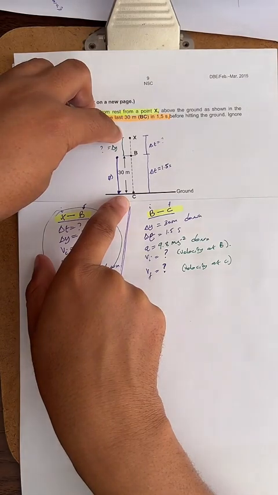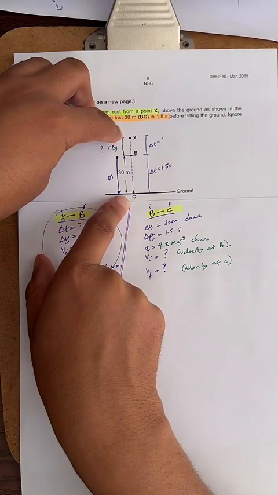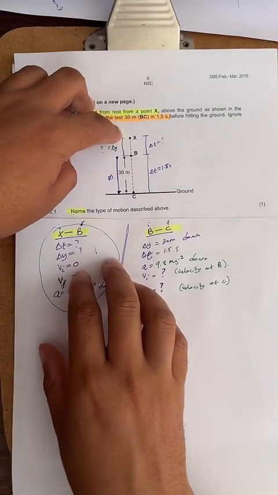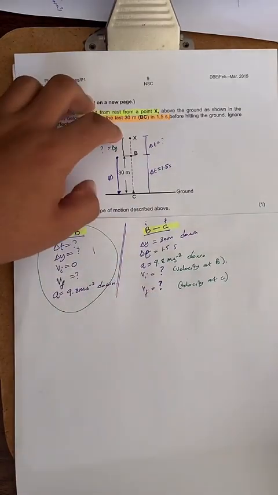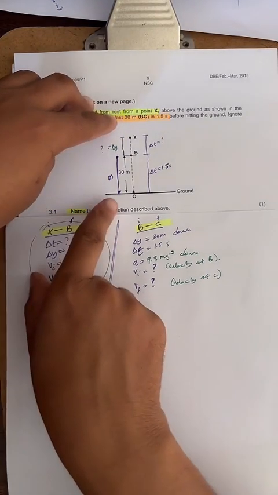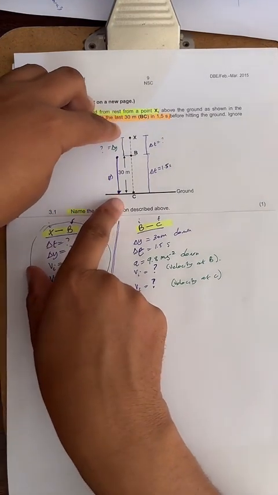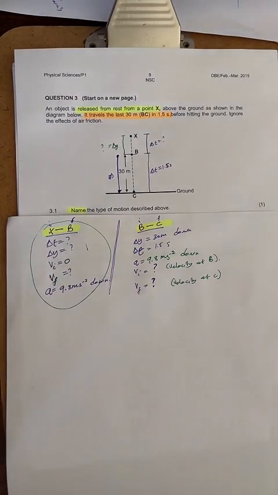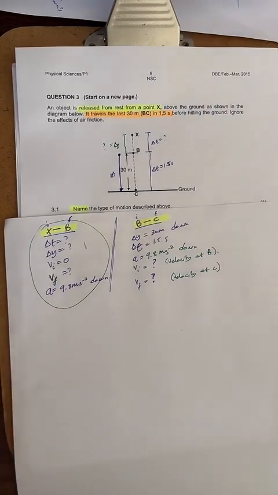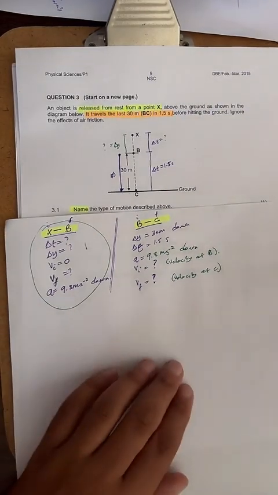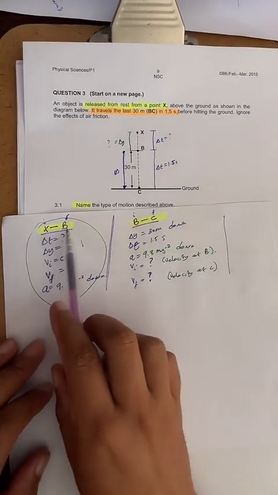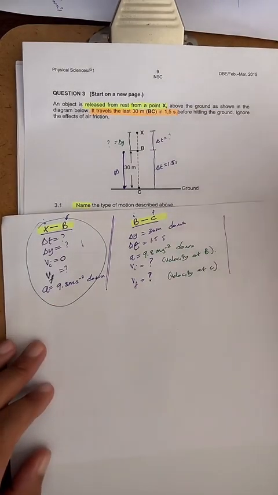You only have the distance between B and C. But between X and C, you don't know the distance. It's 30 plus something, so we don't assume that it is 30. And I also don't have the time between X and C. I have the time between B and C, 1.5. So X and C, I'm ignoring it intentionally because it's not helping. But we can write it on the side. We write all the information we have between X and B.